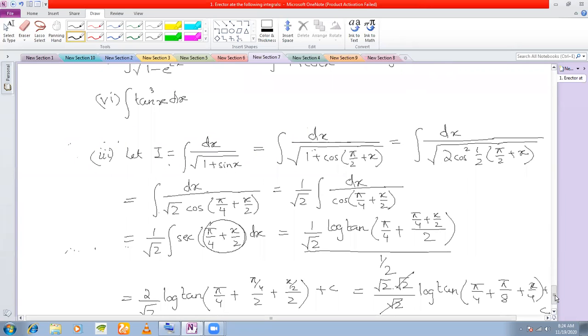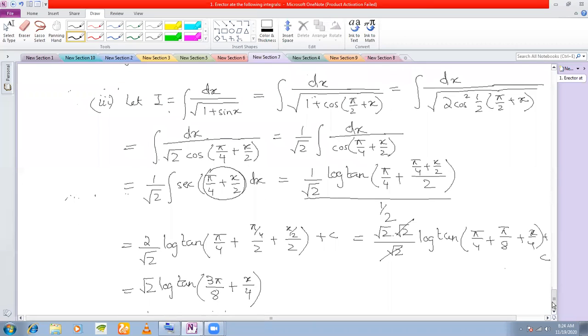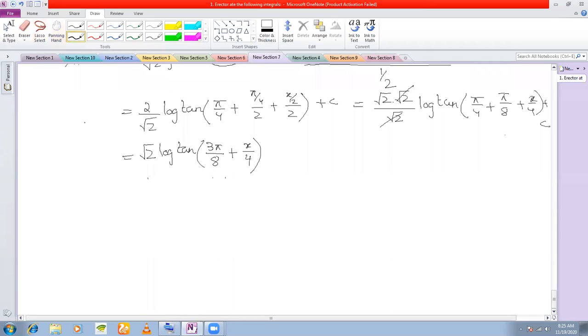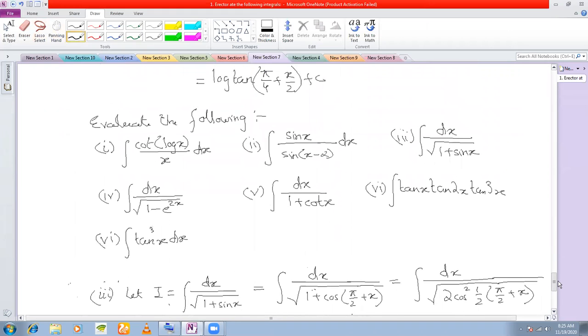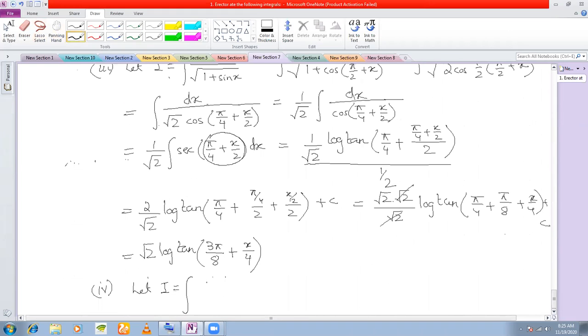Integral sec or cosec. Yes, this is sec only. Okay. Next one, number 4. The next integral here is dx by root 1 minus e to the power of 2x.